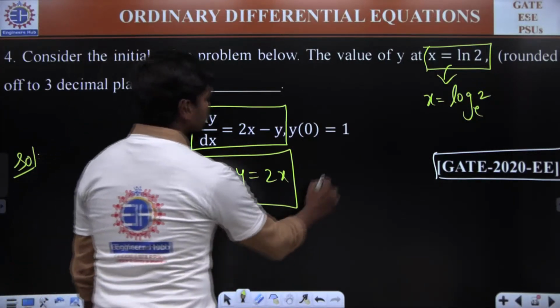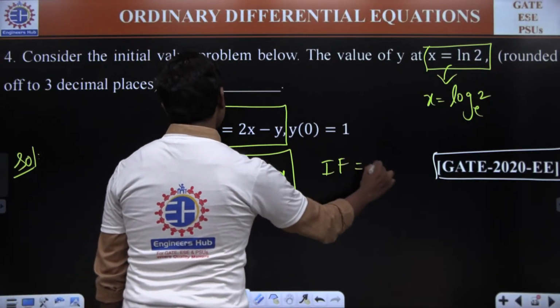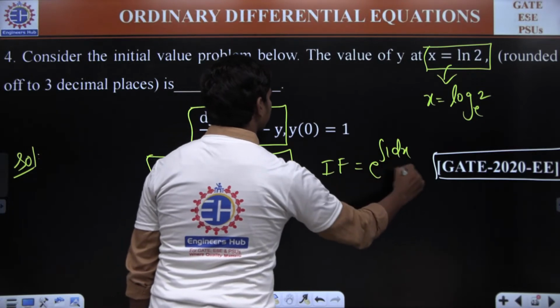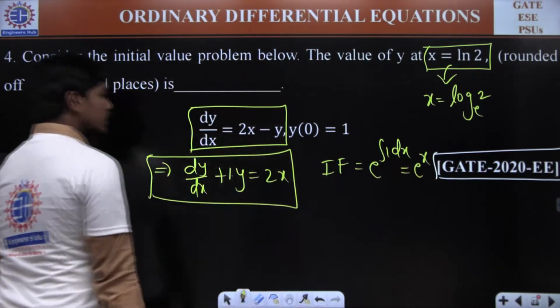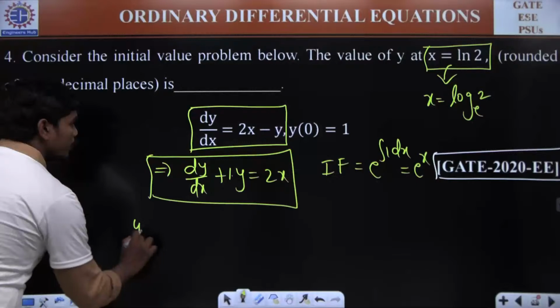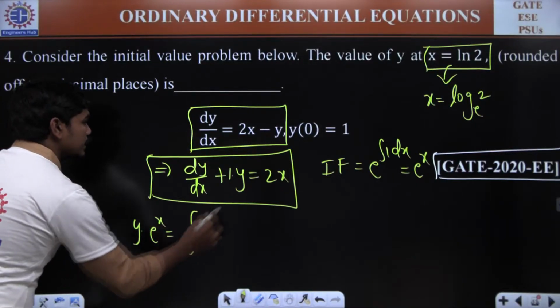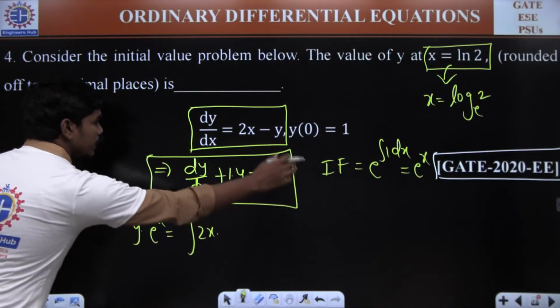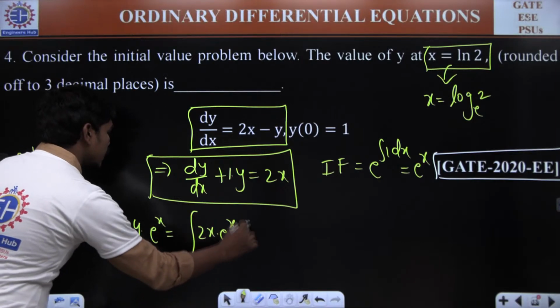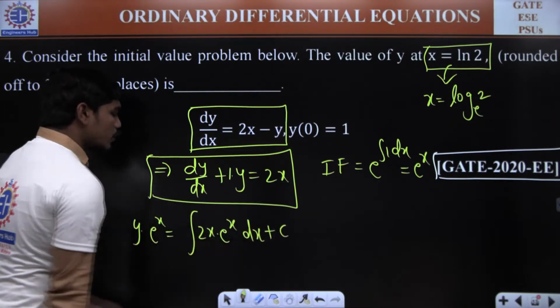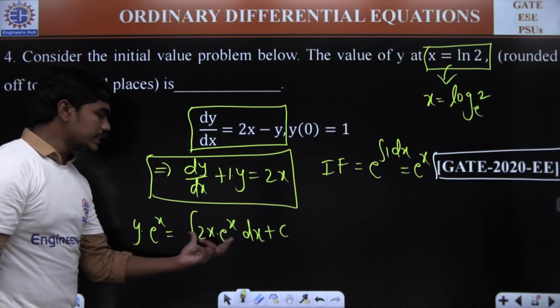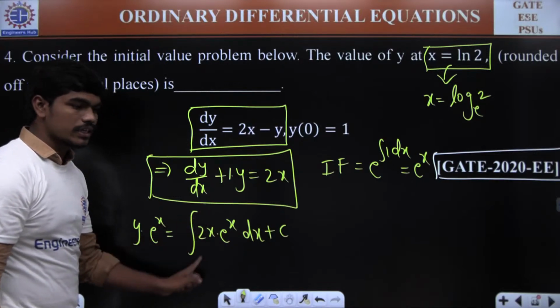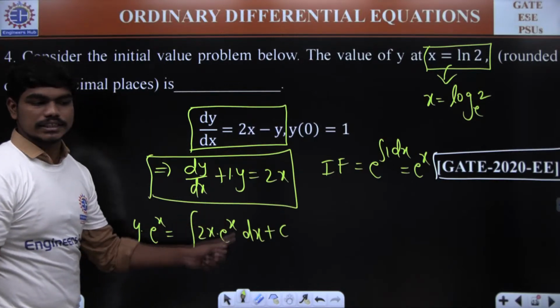So please try to solve this. The integrating factor is e power integral 1 dx, which is nothing but e power x. So the solution is y into e power x equal to integral of 2x into the integrating factor, again e power x, dx, plus a constant. I told you one simple method to evaluate these integrals whenever you have an algebraic function in the first term and an exponential function in the second term. Do you remember?